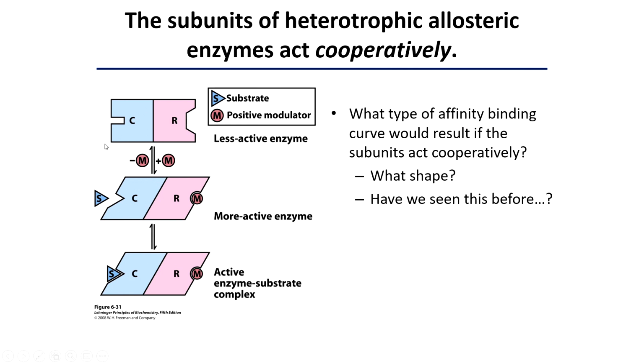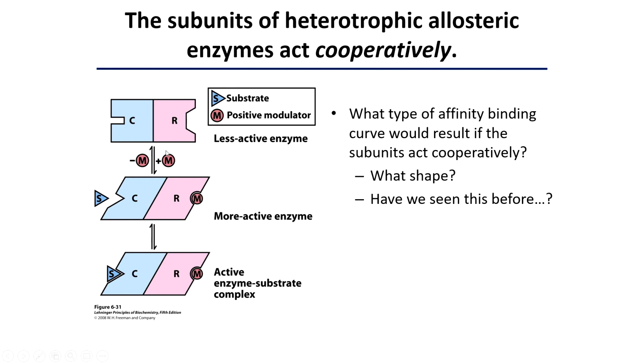Okay, so here's our allosteric enzyme. And this is a type of cooperative binding. Our substrate is pictured here, and so this is the active site. And then this is the modulator. This is binding to the regulatory site. And we have two different subunits, right? So here's the active site, here's a regulator site.